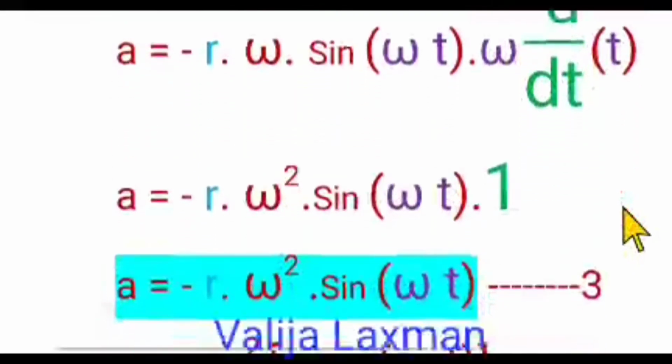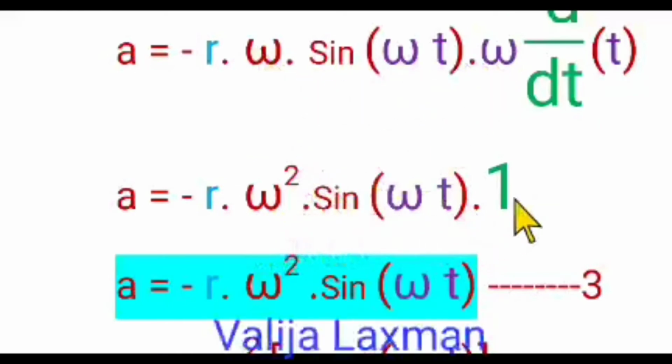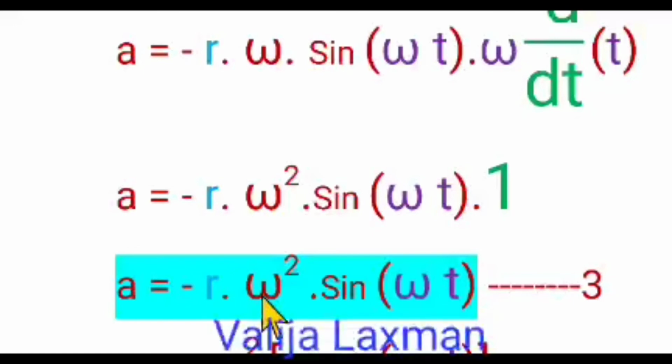So this becomes a equal to minus r omega square, because here omega into omega, into sin omega t into 1. So this is the equation for acceleration. A is equal to minus r omega square into sin omega t.